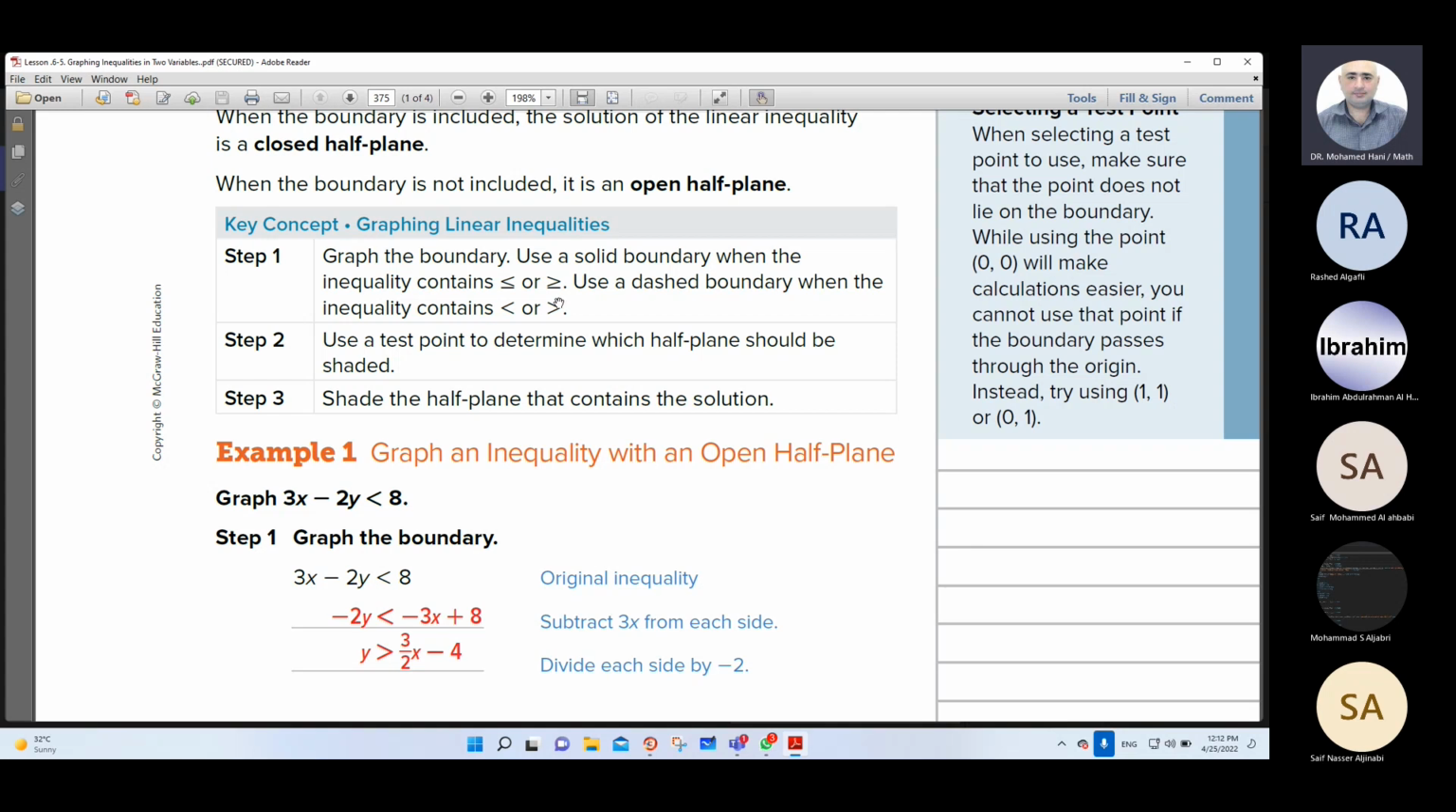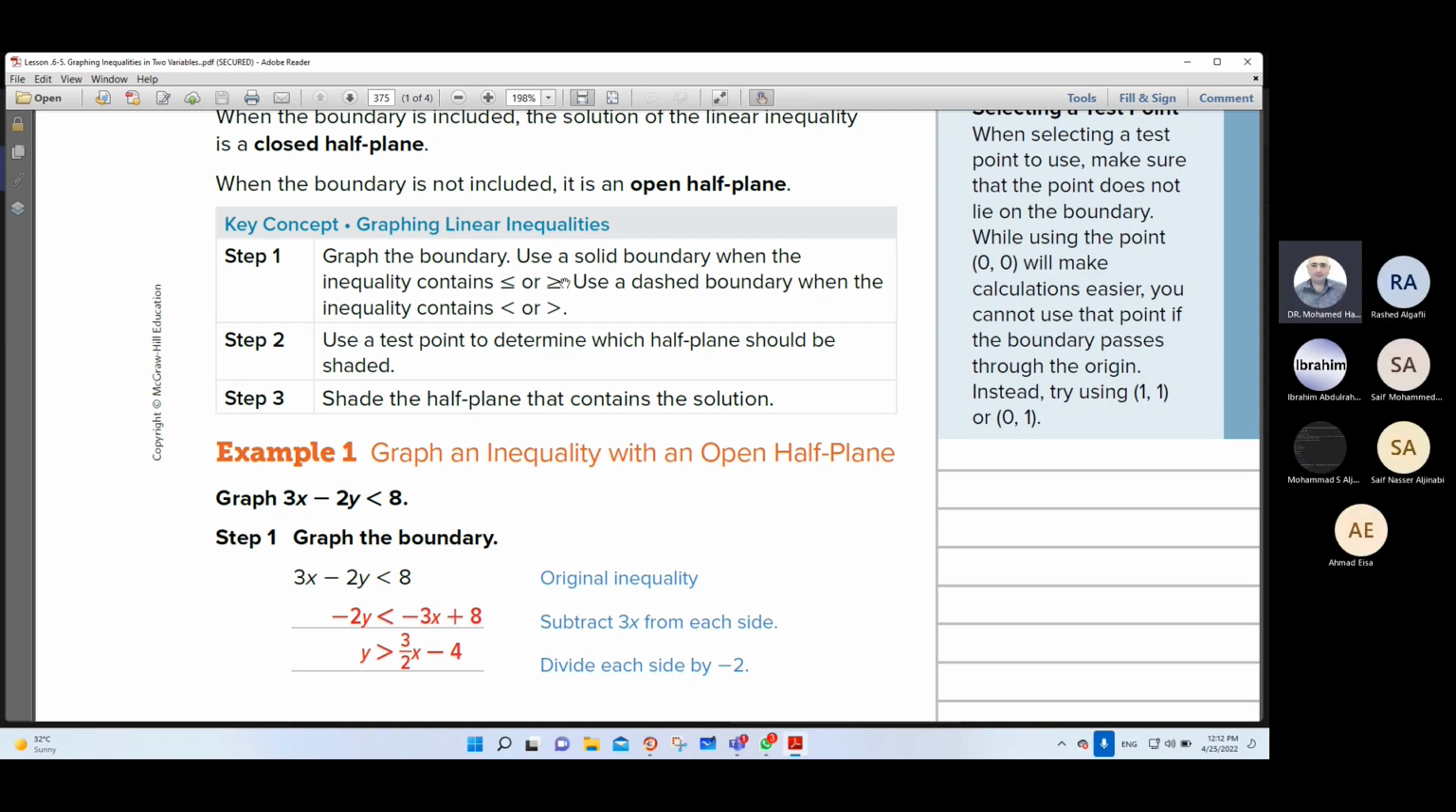Use a dashed boundary when the inequality contains less than or greater than. So we use a solid boundary when the inequality contains less than or equal or greater than or equal, and we use a dashed boundary when the inequality contains less than or greater than.